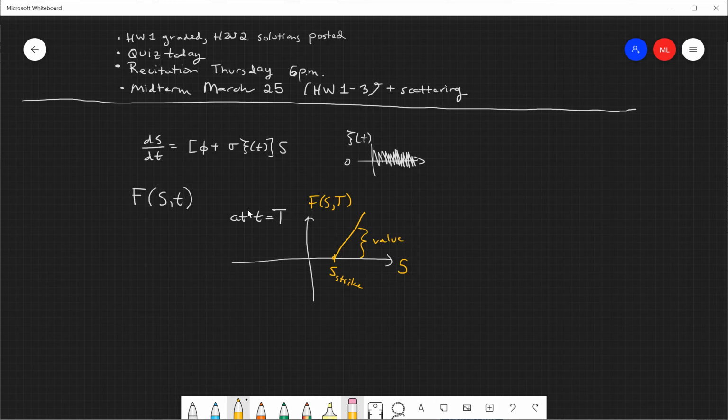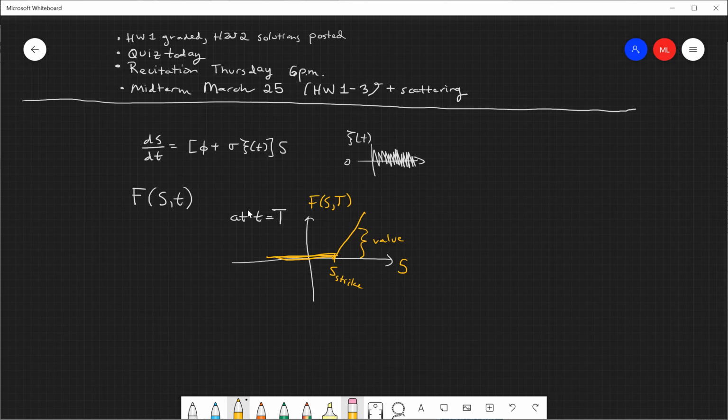Otherwise, if the stock price is less than what you negotiated, then the option is completely worthless, because you might as well just buy the stock at the lower price. You might just throw away the option and buy the stock, because what's the point of the option if you negotiated at a price that's actually higher than the actual stock price at the expiration date, at the expiration time, which is usually a particular time and day. So that's what the function looks like at the late time when it expires.